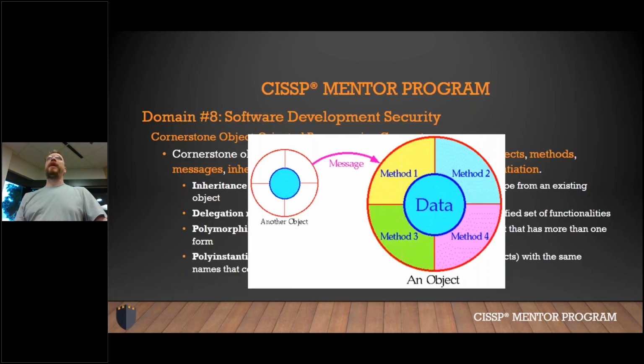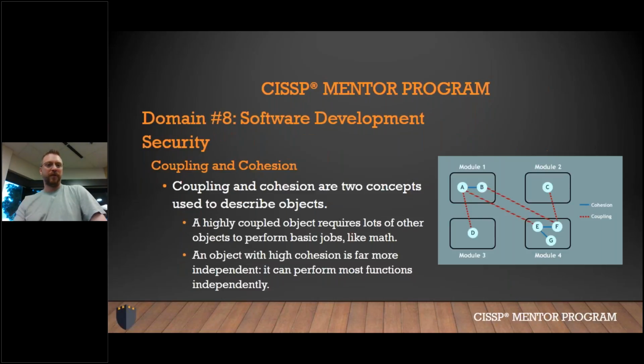And I think object-oriented, I think flowchart. Really, at the end of the day, that's what it comes down to. Coupling and cohesion, you will need to know these for sure. Just using these to describe objects. So highly coupled requires a lot of other objects to perform your basic jobs. And high cohesion is independent. It can perform functions independently.